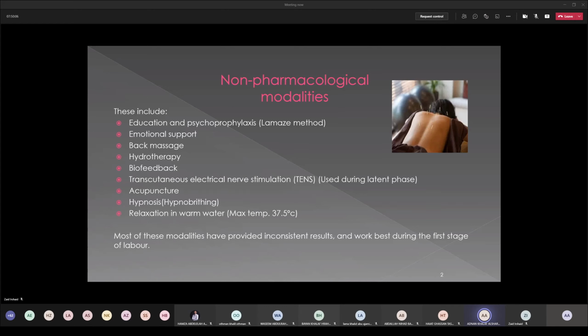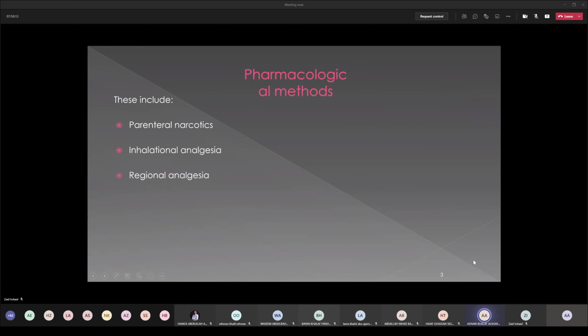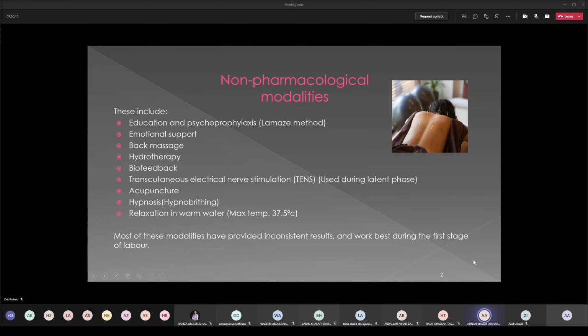Regarding the non-pharmacological modalities, they are many, but the two most important things are education and psychoprophylaxis, or psychosocial therapy, which depends on the family of the mother and on the doctor. The second thing is biofeedback. These are the two most important non-pharmacological modalities for pain relief, especially during the first stage of labor.